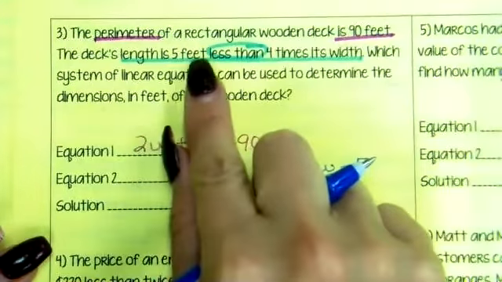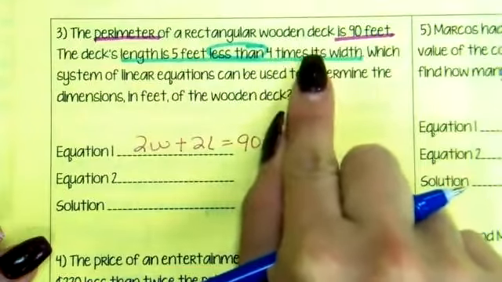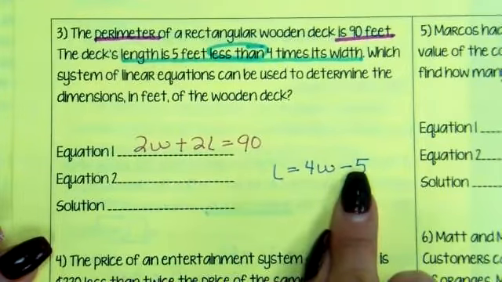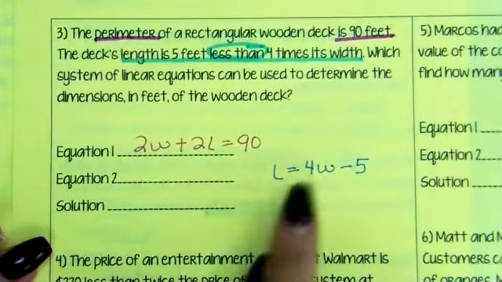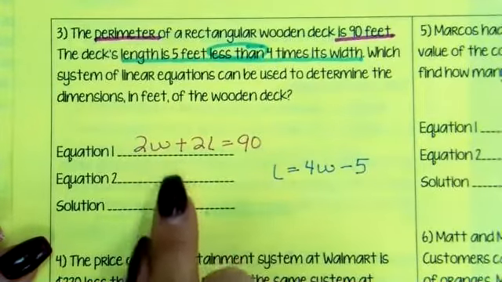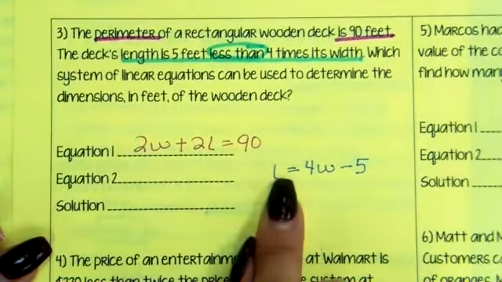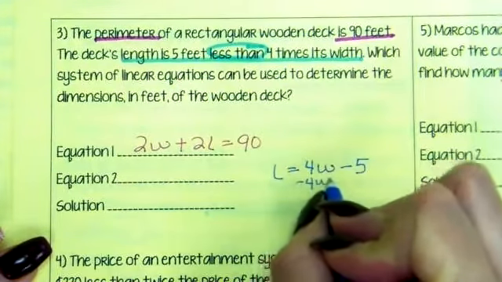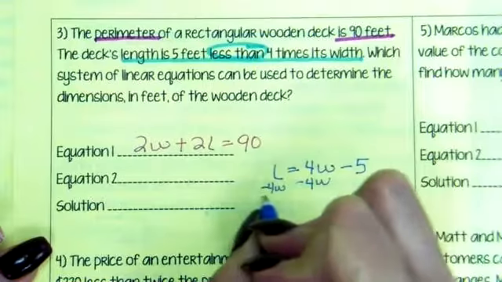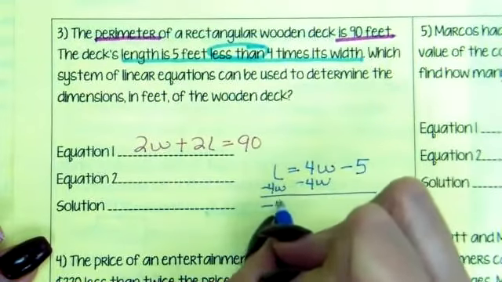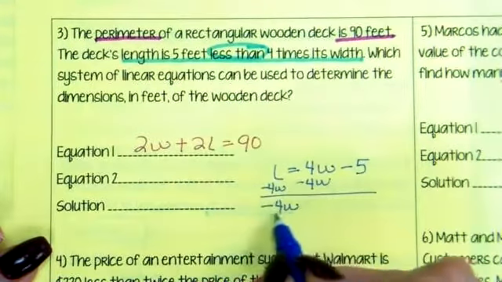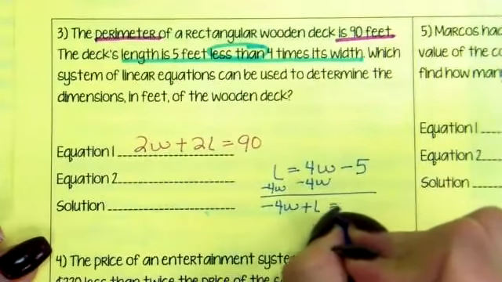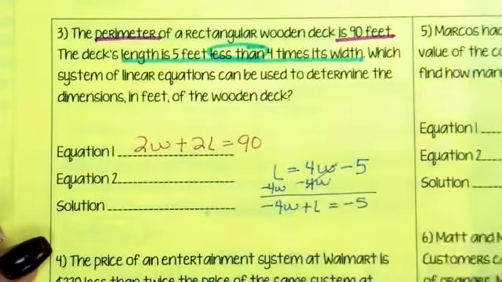Because the length is 5 feet less than 4 times the width. So 4 times the width minus 5. There's my turnaround phrase. We could leave it like this, or we could put it into standard form, solving for the constant. So minus 4w, minus 4w. The reason I'm putting negative 4w is because the w is on this side, plus L equals negative 5, because this will disappear.